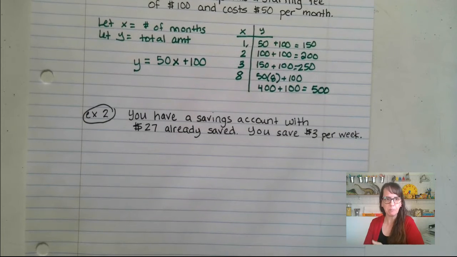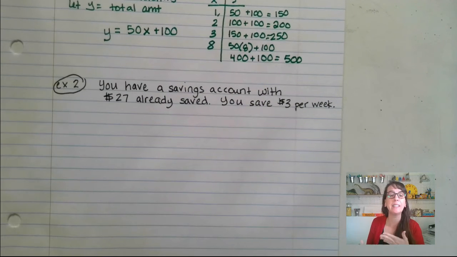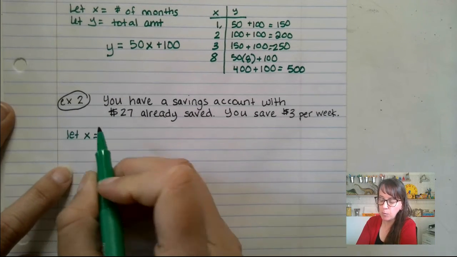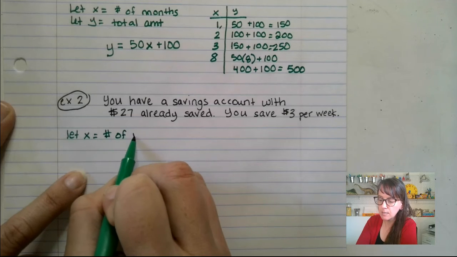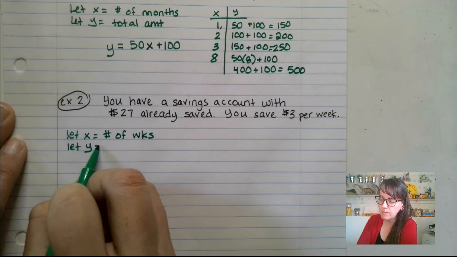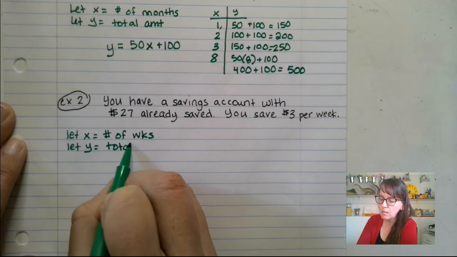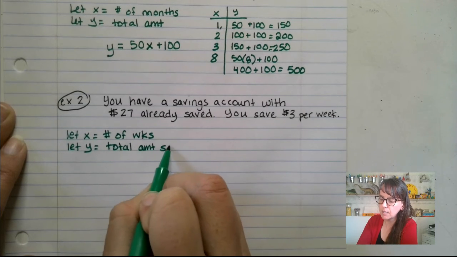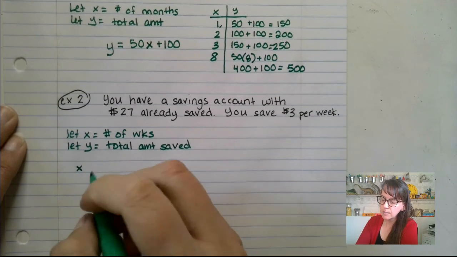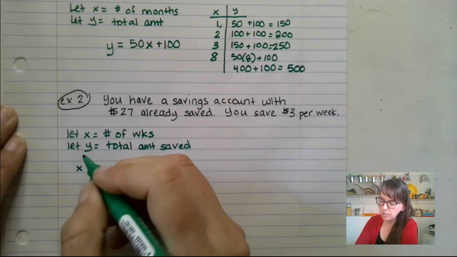Let's try another one. You have a savings account with $27 already saved. You now save $3 per week. All right, let x equal the number of weeks that we're going to be saving, and let y be our total amount saved. Okay, so we're going to do our x and we're going to do our y.